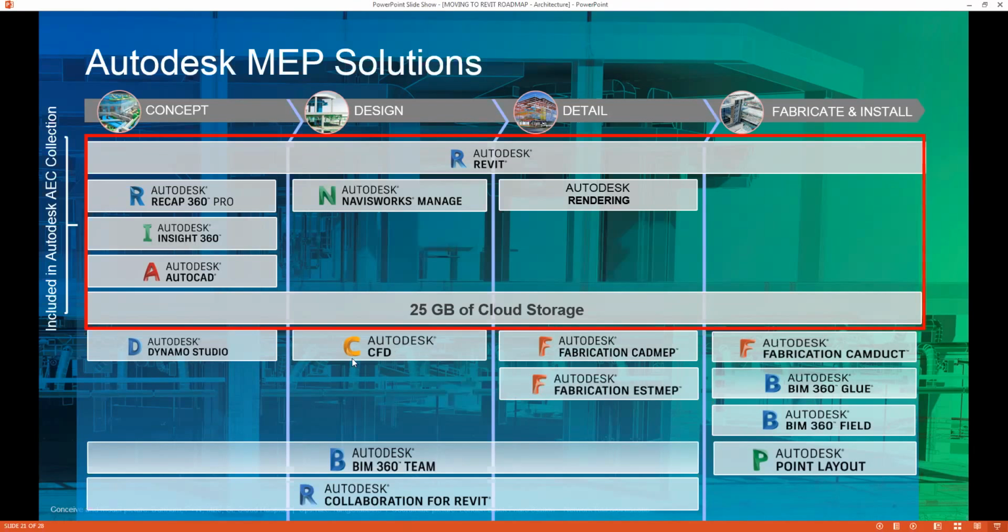Then you have CFD, which is flow dynamics. Femi, can you tell us what this does? I know it has to do with the flow of fluids, of the cooling system, the air. The flow rate. You can use that to calculate. So this is a very important upsell for the MEP engineers.